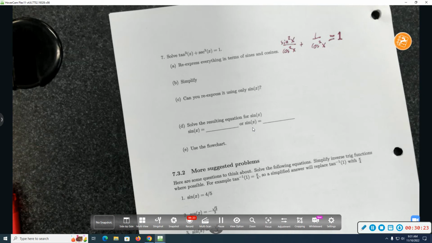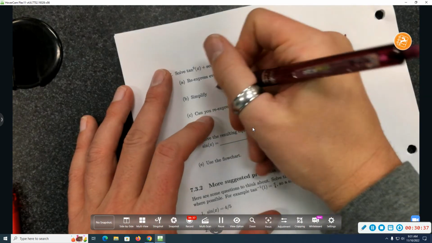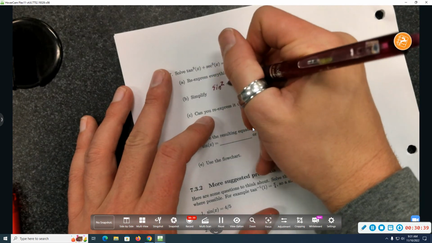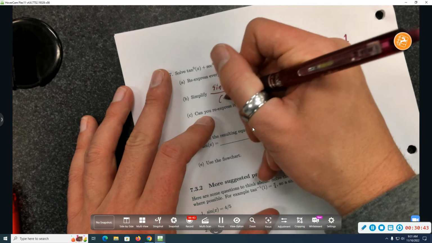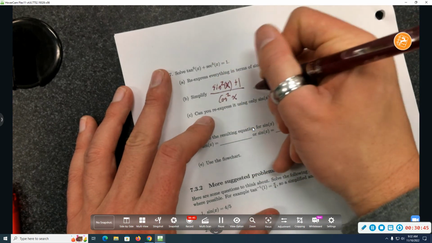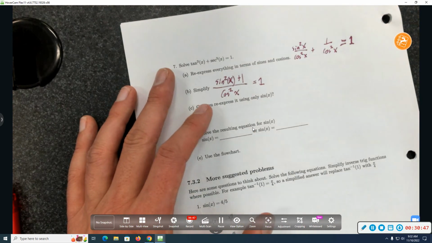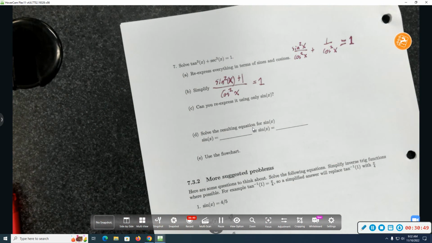Do you see two fractions with the same denominator? What should you do when you try to add two fractions and they have the same denominator? You add the numerators, right? Yeah. Let's do that. So sine squared of x plus 1 all over cosine squared x is equal to 1. And maybe that's a good step for now. Maybe you can imagine that I'll probably cross multiply sometime soon.